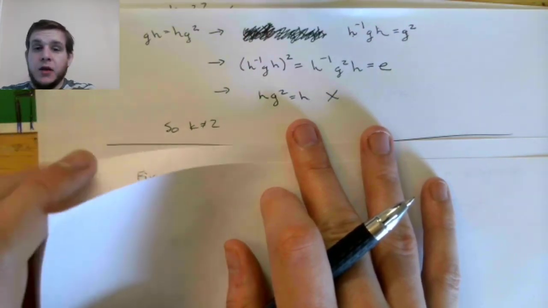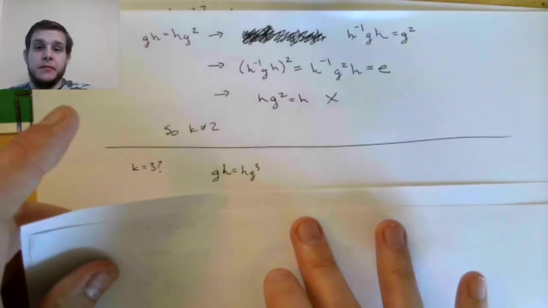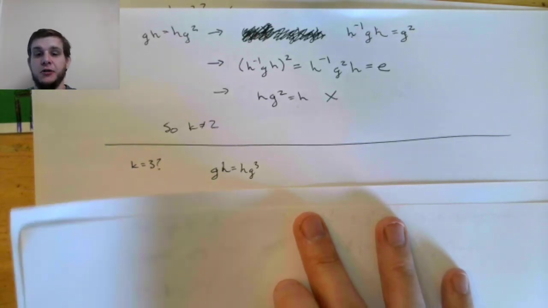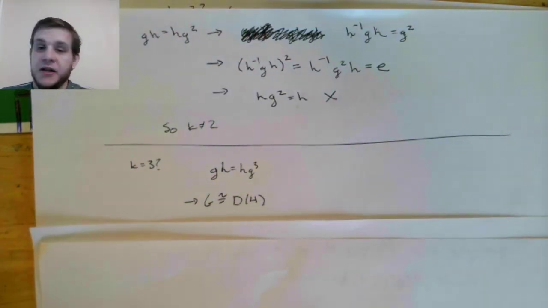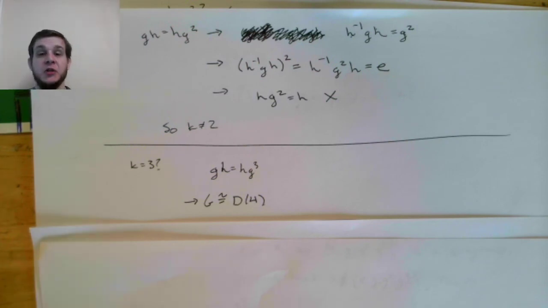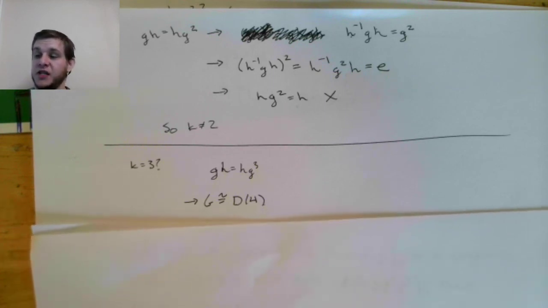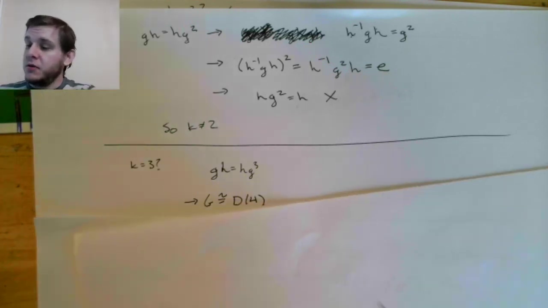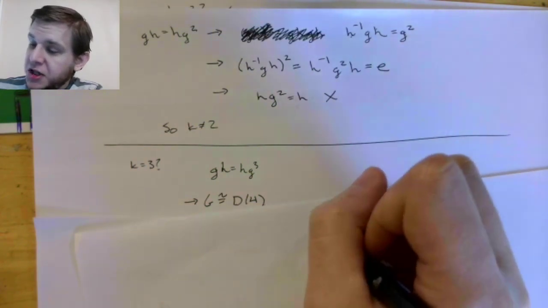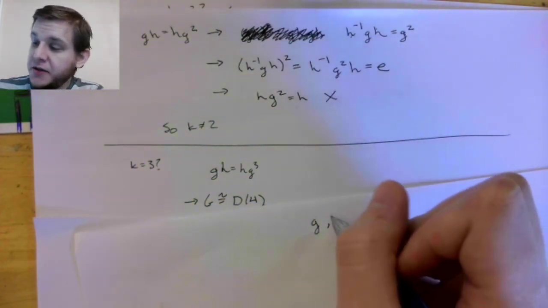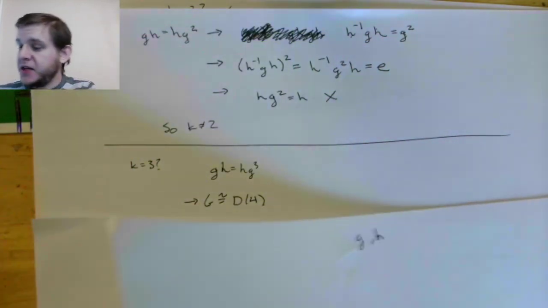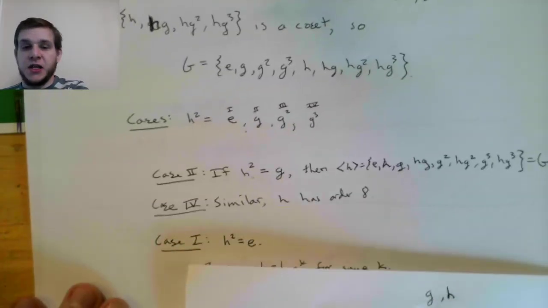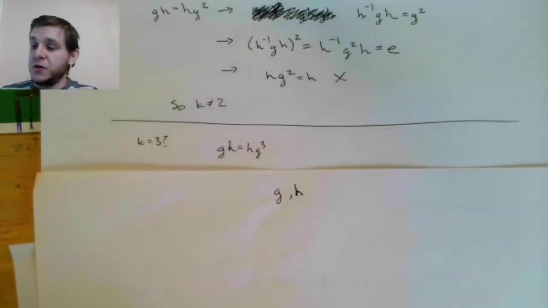Okay. So now what? The last case is k equals 3. So I get that gh is equal to hg cubed. And what I want to prove is that this is the case when we get d4. And let's see why this is. I have two generators, G and H are my generators. And by assumption, H squared is equal to the identity, right? So H is going to correspond to one of the reflections.